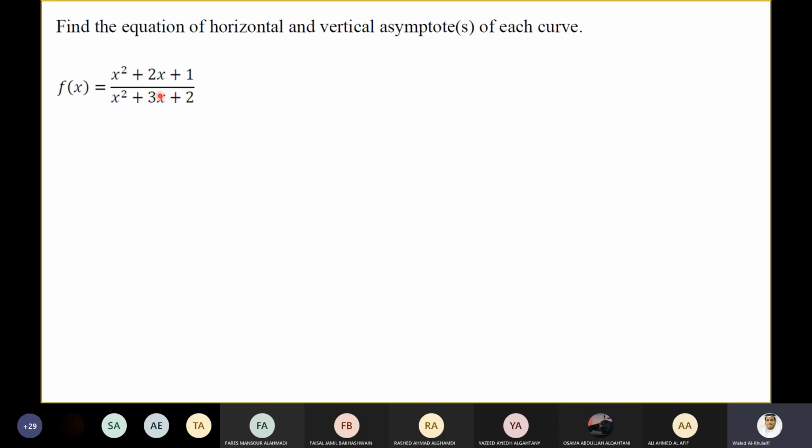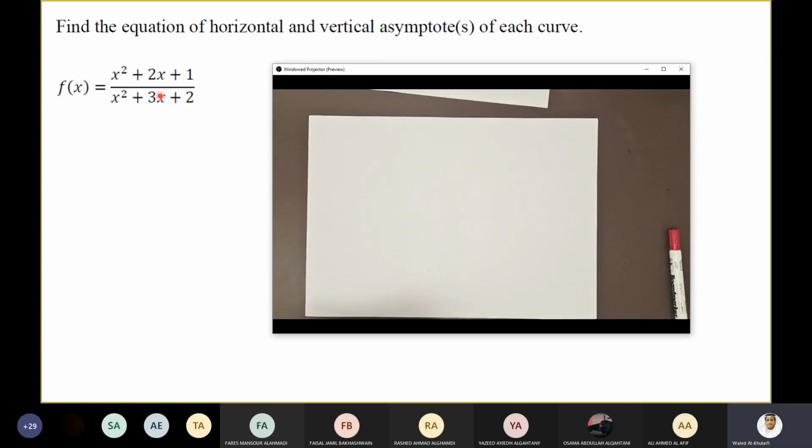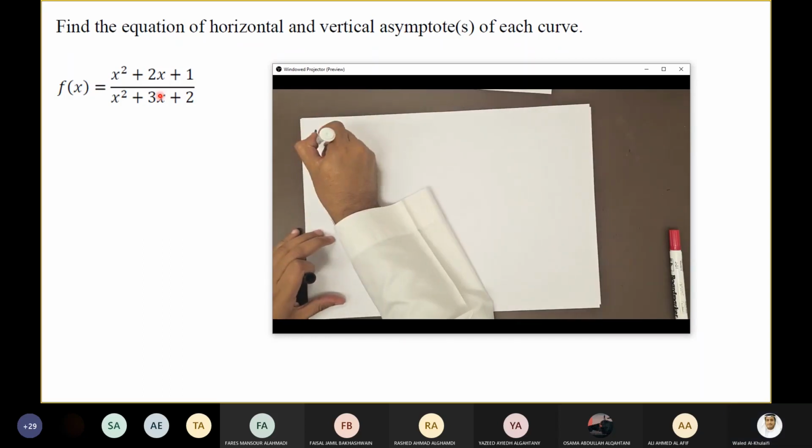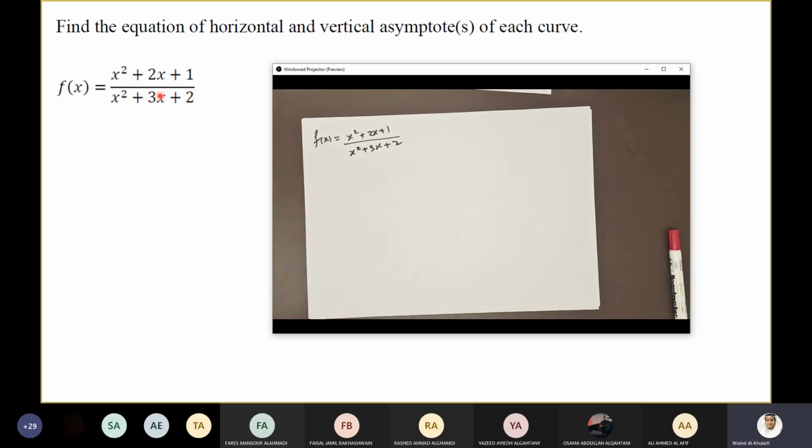Find the equation of the horizontal and vertical asymptote of each curve. Okay, so the first curve I have is coming from this function, f of x equals these guys. While I type this, who is going to remind me how to find, for example, the horizontal asymptote? How to find the horizontal asymptote? Okay. Yes, Abdulaziz.